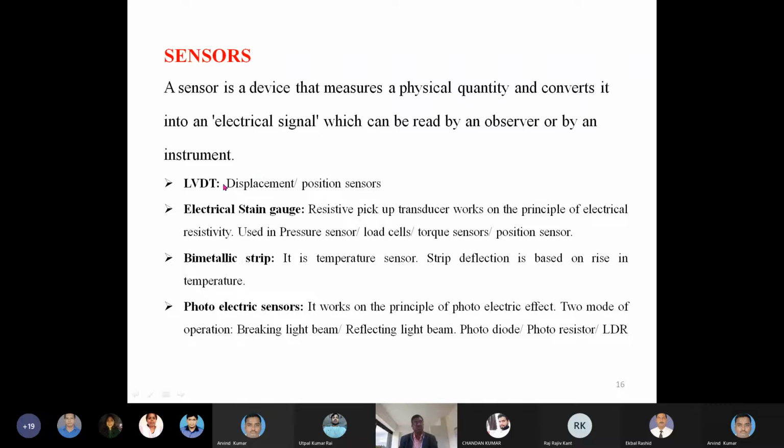commonly used sensor systems. We have the LVDT. LVDT means linear variable differential transformer. It is used for displacement and position. The next one is the electrical strain gauge, which is used for converting forces into an appropriate value, so that the value of the forces can be measured.